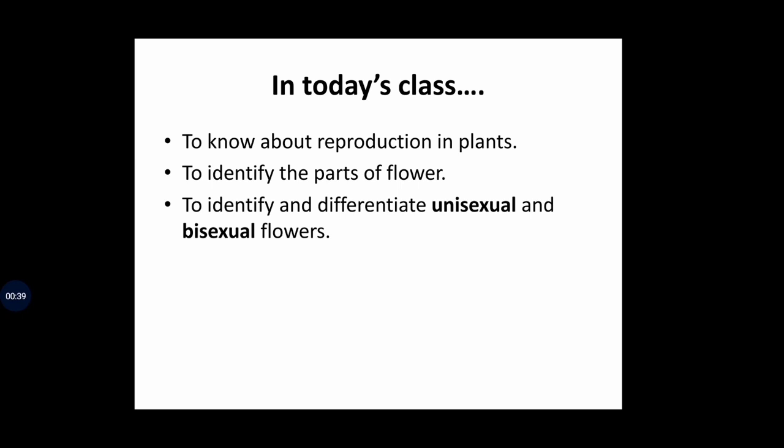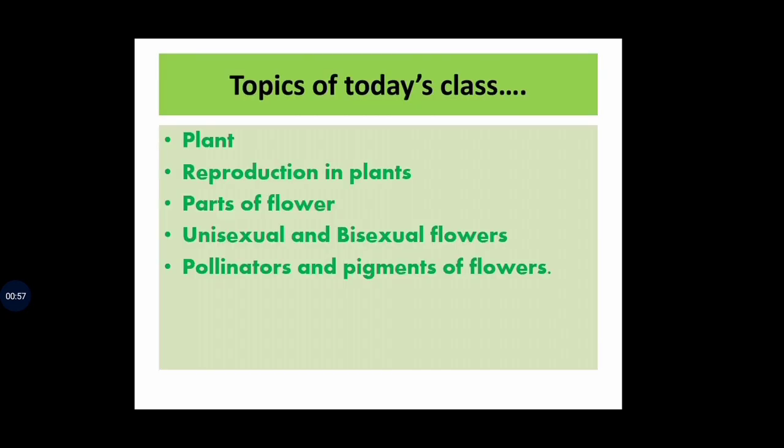So, in today's class, you are going to know about how plants reproduce its own kind and to identify the different parts of the flower and also to identify and differentiate unisexual and bisexual flowers. So today's topics are plant reproduction, parts of flowers, unisexual and bisexual flowers, pollinators and pigments of flowers. Let us learn one by one in detail.